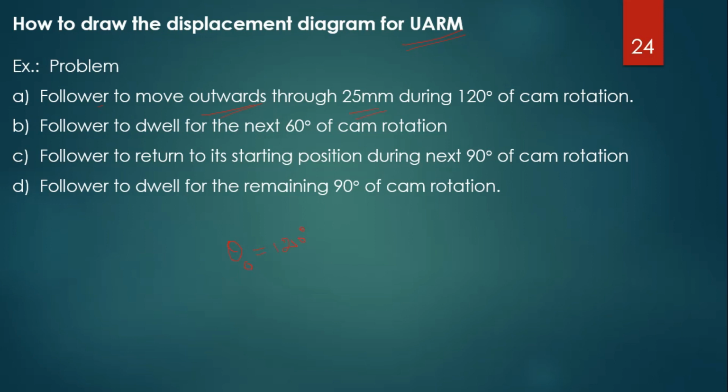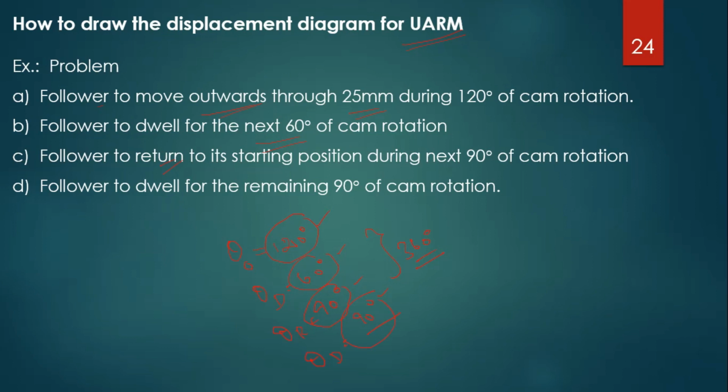The first segment is 120 degrees, and next is 60 degrees of dwell, and the return stroke theta R is equal to 90 degrees, and the remaining is dwell of 90 degrees. Okay, so 120, 60, 90, 90, add all those and you will get 360 degrees. Clear? So first 120 degrees is outstroke, 60 degrees dwell, the next 90 degrees return stroke, and the remaining 90 degrees is dwell, right?